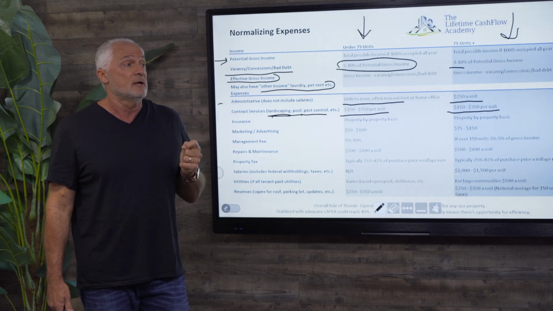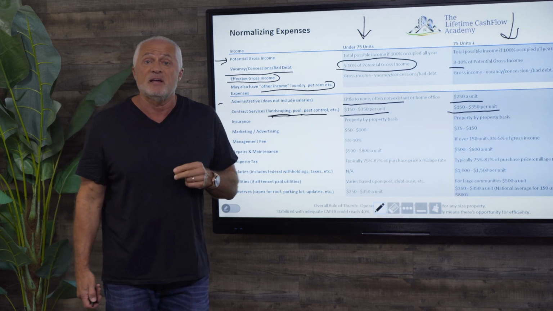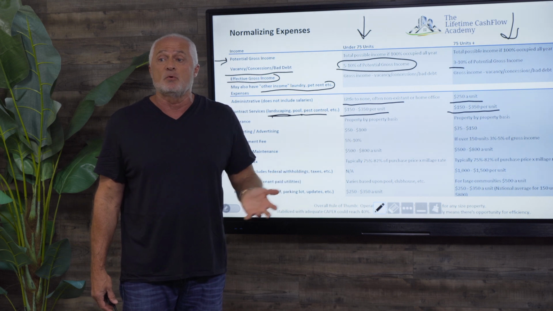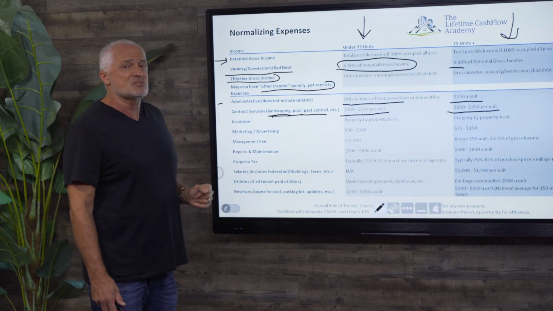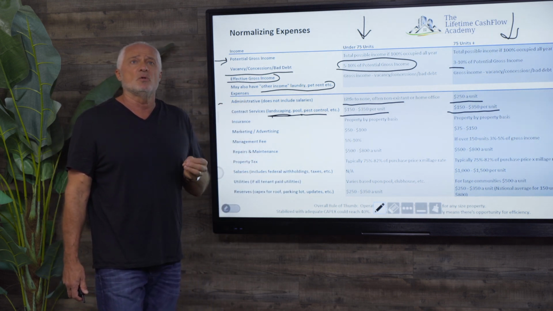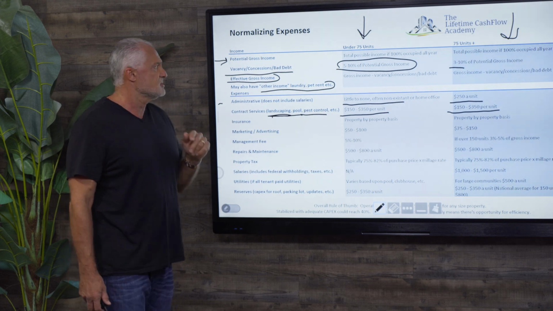But you need to make sure that you allocate for everything. Every possible thing you're going to hire a contractor for. So again, the big ones are typically landscaping, pool, pest control, snow removal, things of that nature. Those are the big ones.